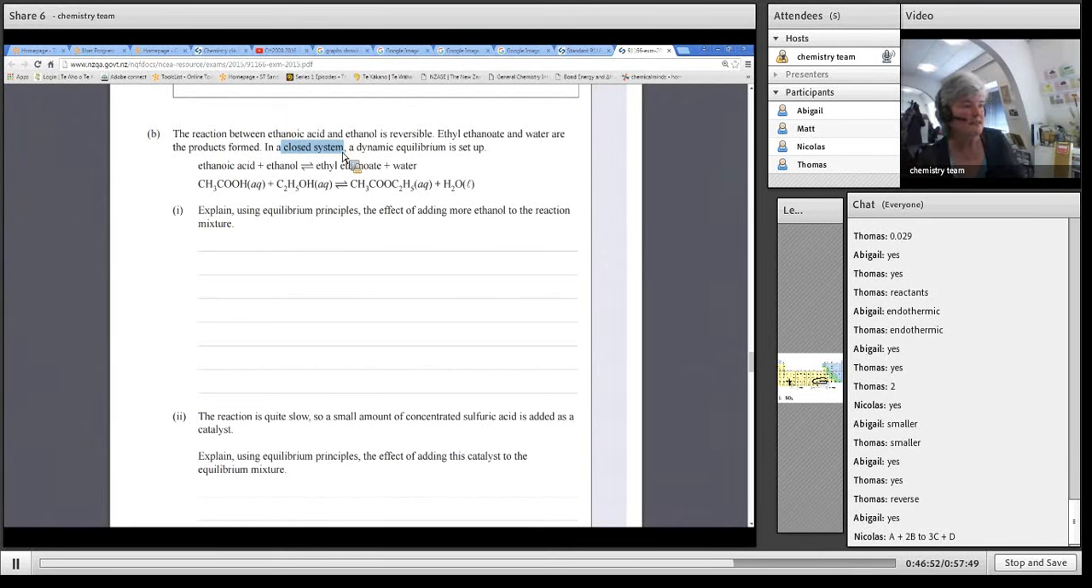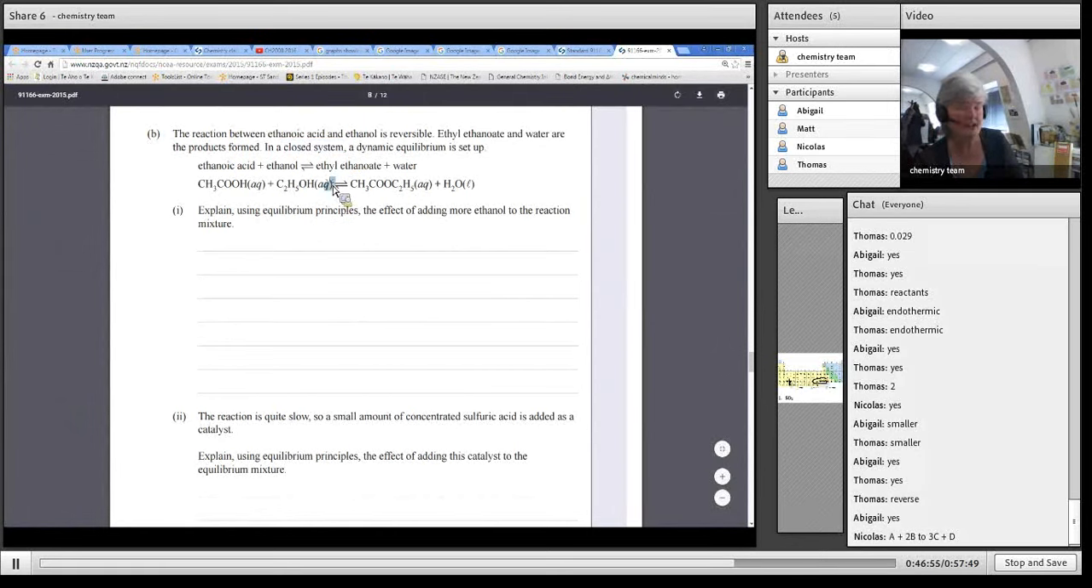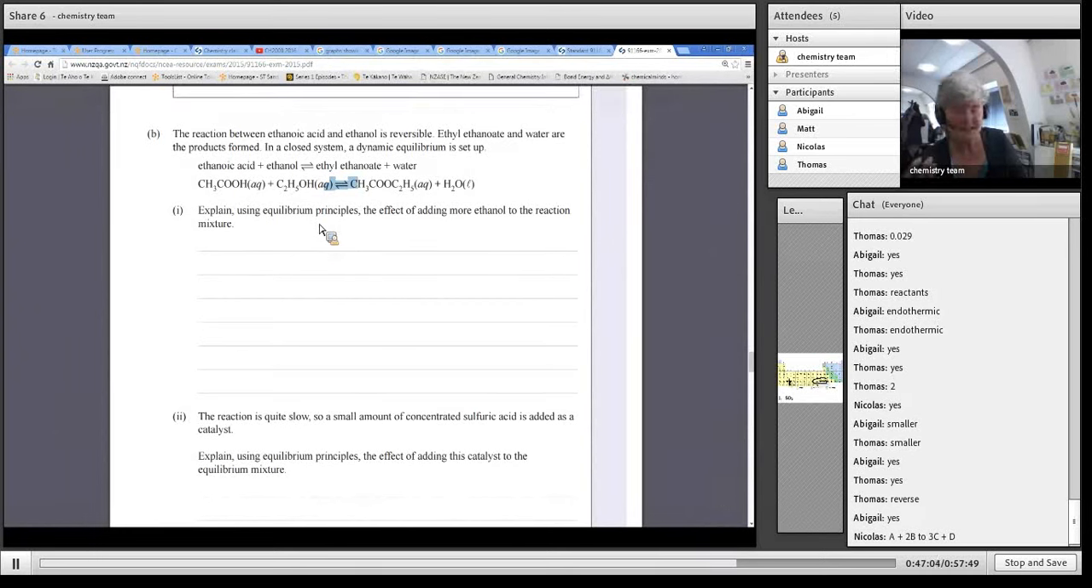Okay, so we get given the equilibrium, and notice there's those equilibrium arrows again, so try and make sure you have those correct. Then explain using equilibrium principles the effect of adding more ethanol. So this is Le Chatelier. And for ethanol, you're told that's the ethanol. If you don't recognize it from organic, you are told it over there. So if I add more ethanol, I'm adding more of a reactant. So what would you say in answer to this?